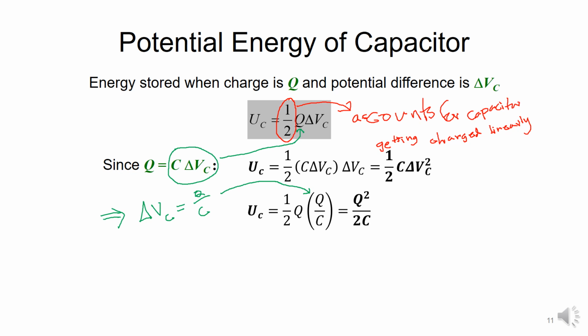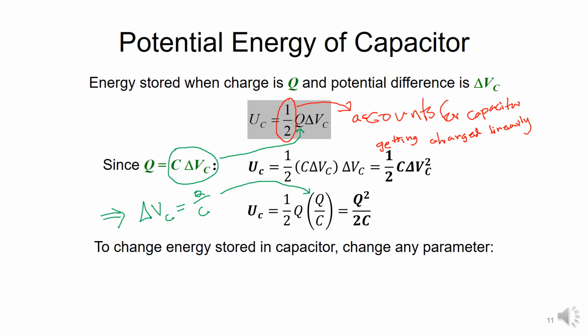And that will give us the third equation. Potential energy in a capacitor equals Q squared over 2C. So we have three expressions for the potential energy of a capacitor: half times Q delta V at the top, then half times C delta V squared in the middle, and Q squared over 2C, that's the third one.